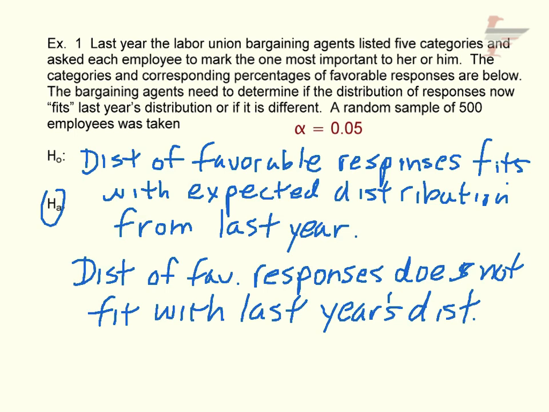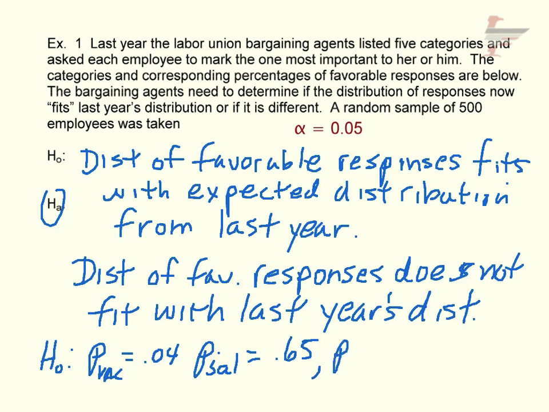Now there is an alternative way of saying the null hypothesis. You could simply list all of the proportions of the distributions. So I could say for vacation, the proportion should be 4%. For salary, of course you'd have to label each one of these, it is 65%, and the proportion for safety regulations is equal to 13%, and we could just list all those proportions in our null. That would be an alternative way to state the null.